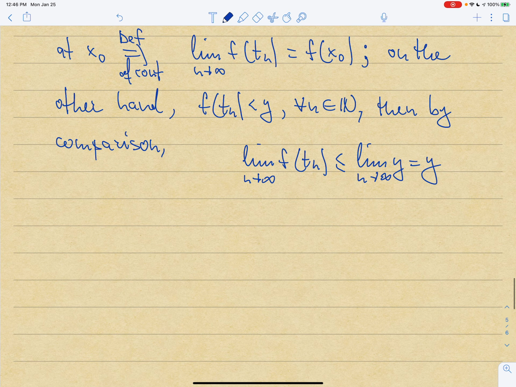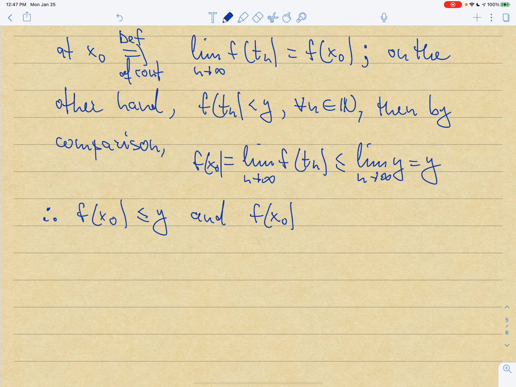All right, and so what we got is the limit of f of Tn is again f of x0. So we have f of x0 less or equal than y from here. And from before, we have that f of x0 is greater or equal than y. So f of x0 must be equal to y. And the theorem has been proved.